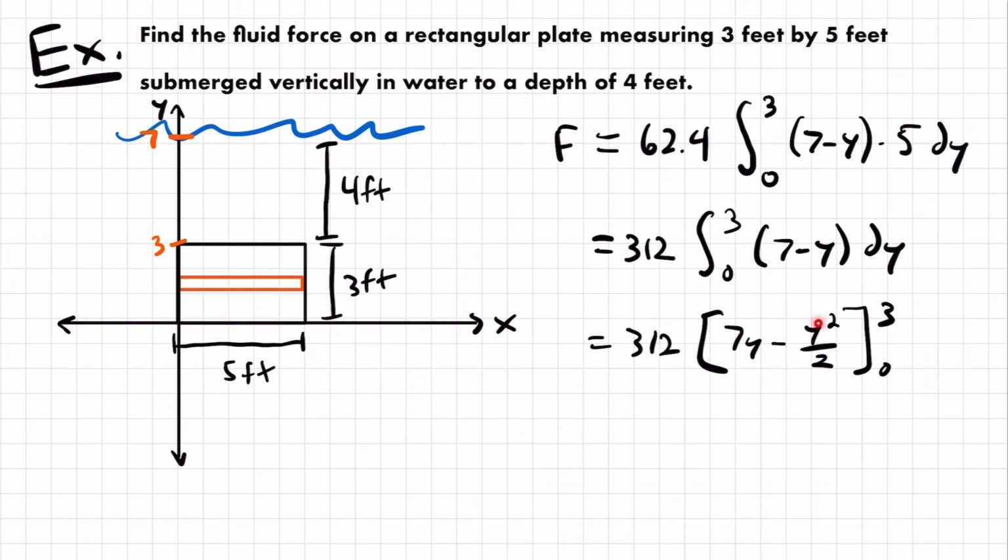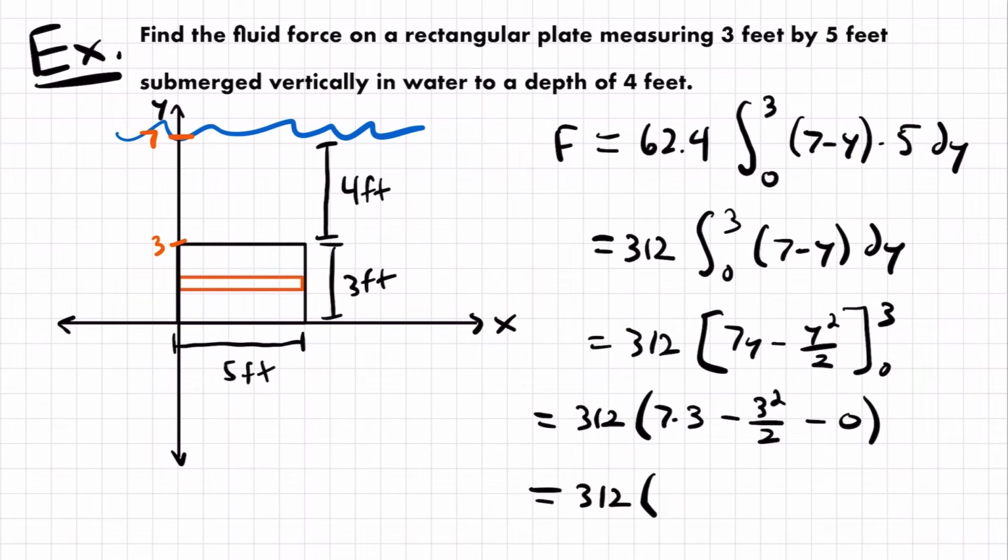Okay, and so if we evaluate this expression at 3 and subtract the evaluation at 0, we will have that this is equal to 312 times 7 times 3 minus 3 squared divided by 2, and then we're just going to be subtracting 0, because if you plug 0 into this expression, you're just going to get 0. 7 times 0 is 0, minus 0 squared divided by 2, which is also 0, so this whole thing is just 0. And so if I simplify, this is equal to 312 times 21 minus 9 halves.